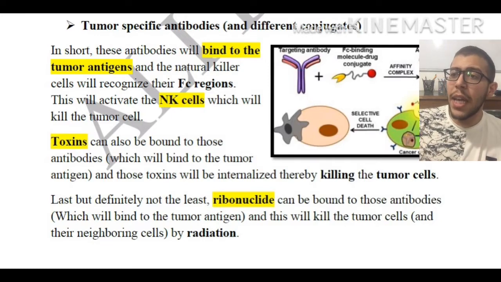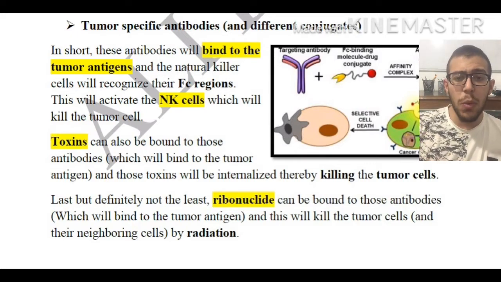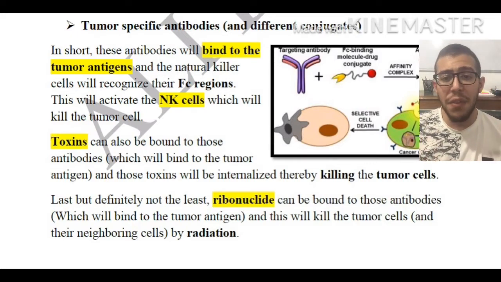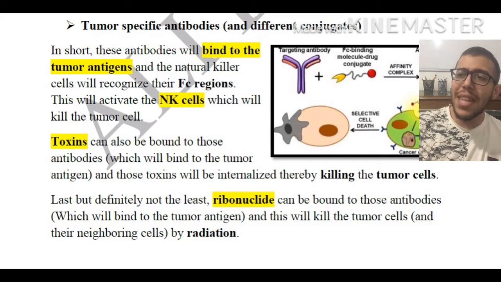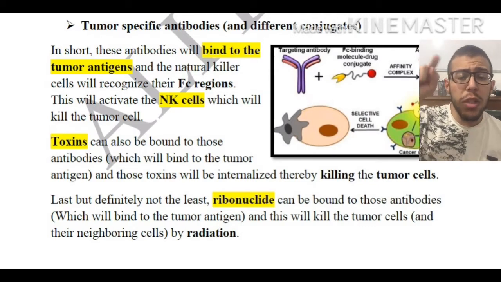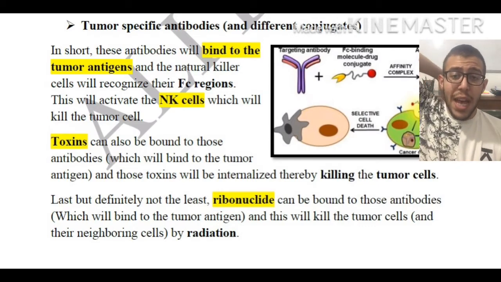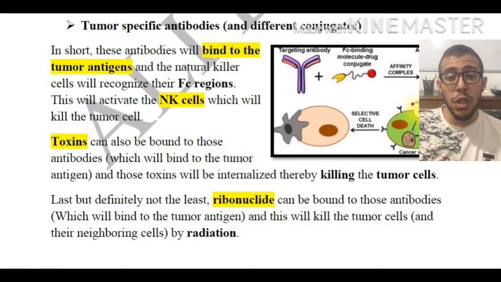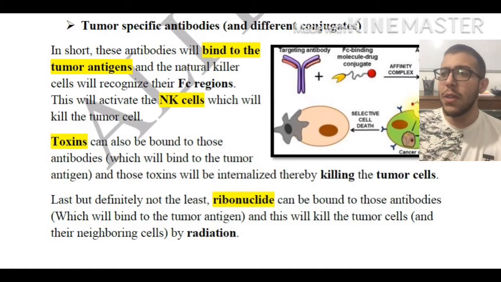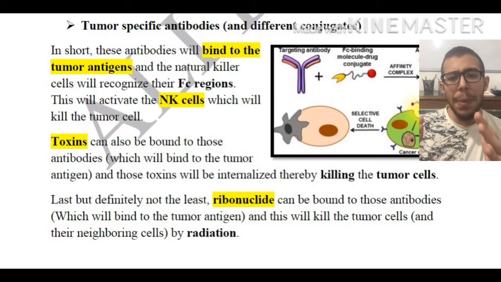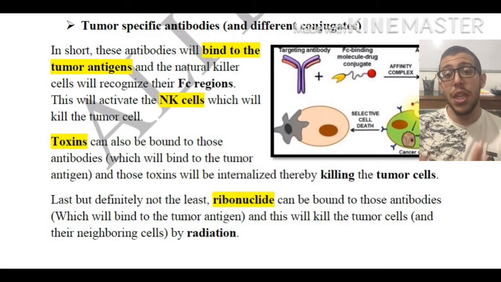Next, we're going to be talking about the toxins. Now, toxins can be bound to those antibodies. Just like we mentioned, the Fab regions are going to be identifying and binding to the epitopes. However, the Fc region is going to be empty. What is happening here is that we are going to be binding toxins to those Fc regions, and when these Fab regions bind to the tumor antigens, which are very highly specific, by the way, I'd like to point that out, this toxin is going to be exerting its effect, therefore killing these tumor cells.